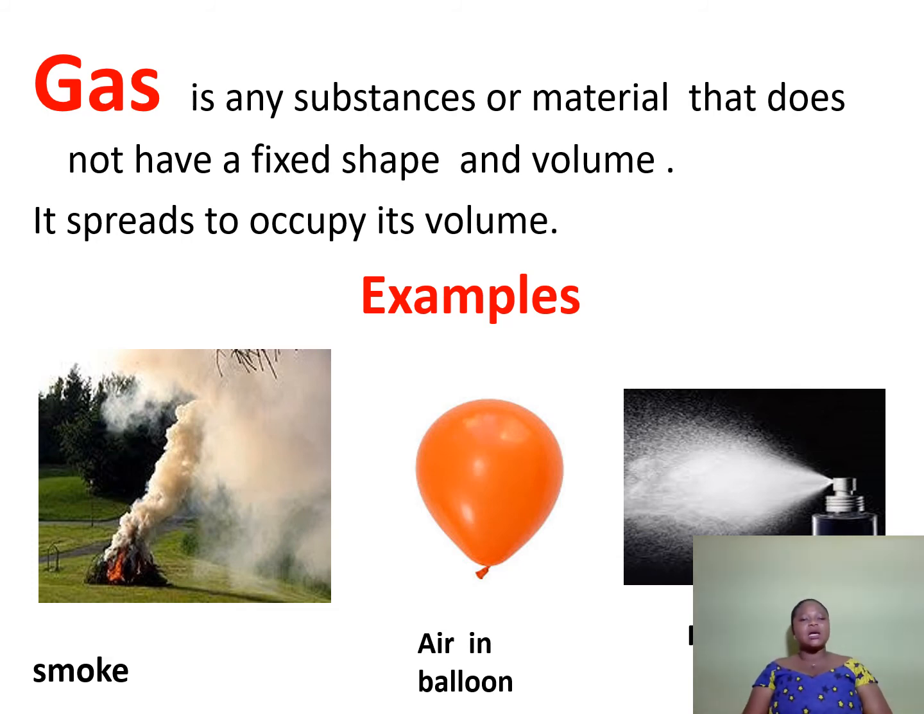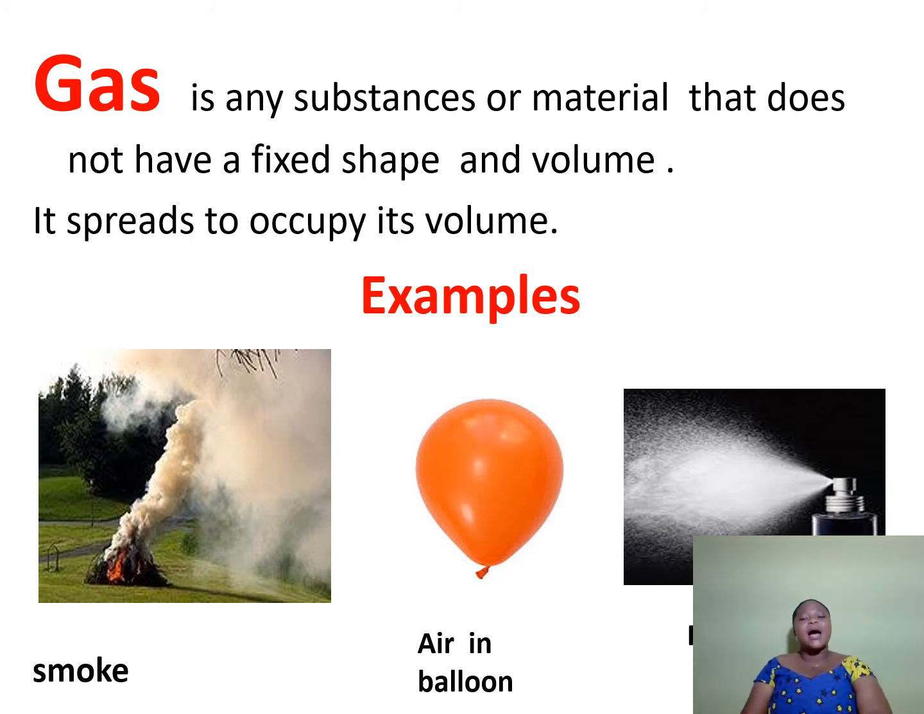So let's look at some examples. We said it spreads to occupy its volume. Okay, wherever a gas finds itself, it spreads to occupy that space. So let's take some examples. The first example here is what? Smoke. Have you ever burned something around? Or have you seen some things burned in your environment before? How do you see the smoke spread around? Yes, you can see the smoke spread all around to occupy all the space it finds itself in.